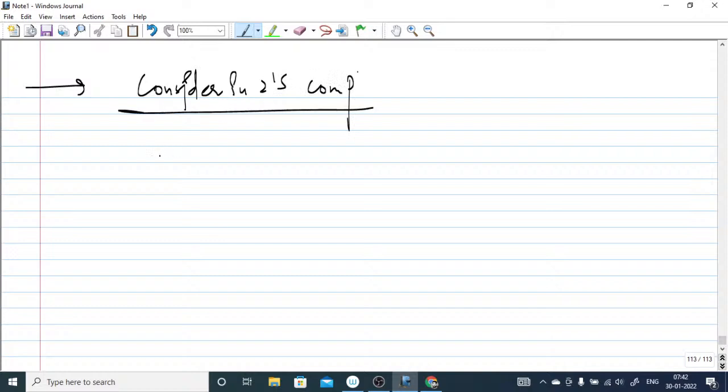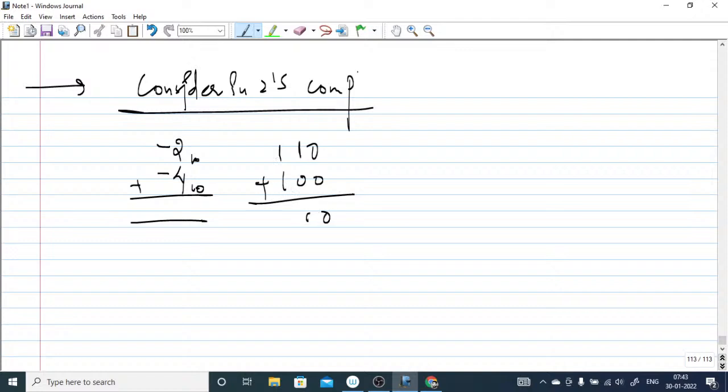Suppose you have to add two negative numbers, considered in 2's complement form. Suppose we are adding -2 and -4. The base is 10 only. How can we represent them in 2's complement form? 2 means 0 1 0, so -2 is 1 1 0, and 4 means 1 0 0, so -4 is 1 0 0. Now what you have to add here: 0 plus 0, then 1 plus 1 is 0 with a carry, which means C in is 0 and C out is 1.